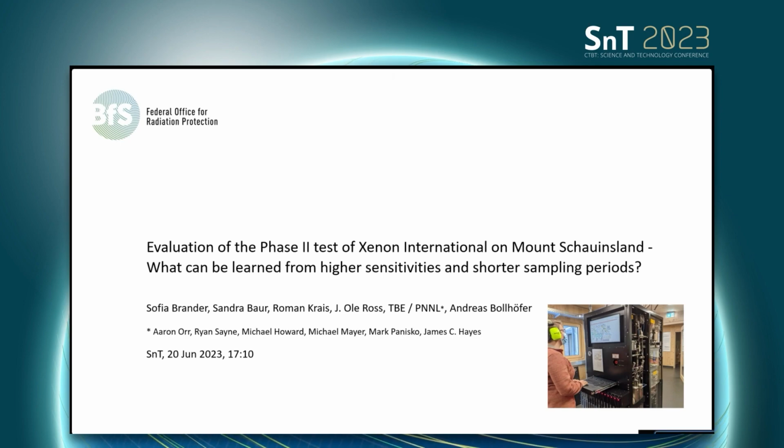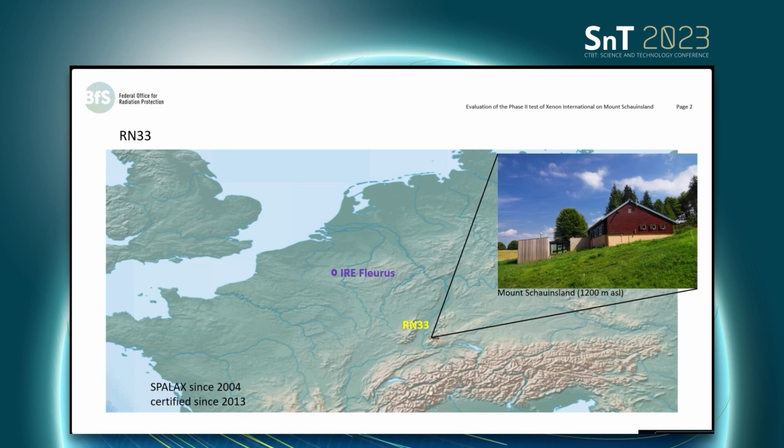So I am sort of revisiting the Xenon International data. As you probably all know, the Xenon International is one of the next generation systems that have been developed, and there is an official test phase. Test phase 2 for that system took place on Mount Schauinsland, where there is a CTBT station, which has been a CTBT IMS station for quite some time. So this is the location of RN33. It's quite close to the city of Freiburg, and it's up in the Black Forest.